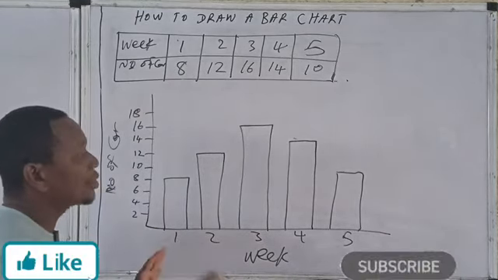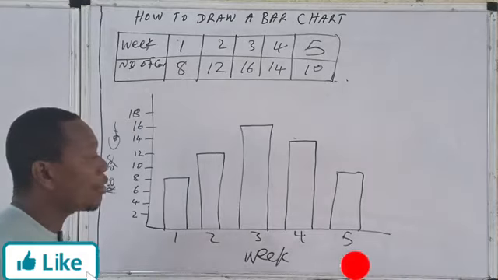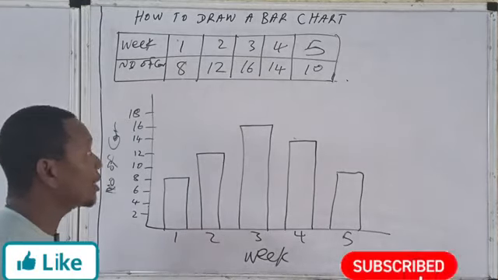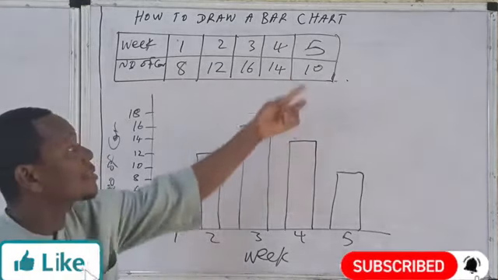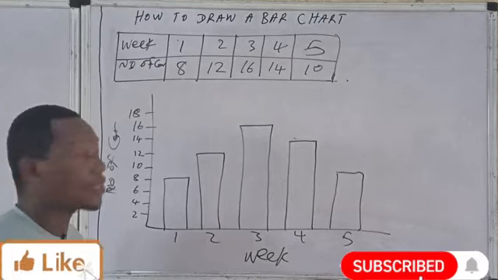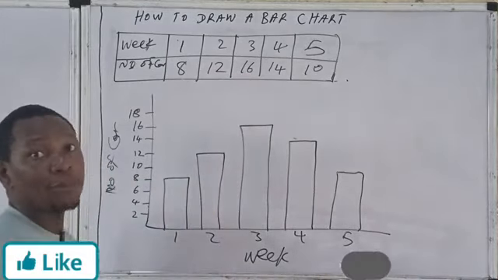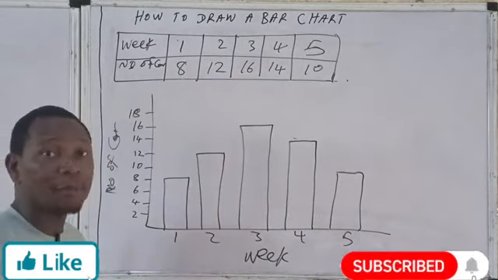All right. But this is just a simple concept, and sometimes they ask you a question: the number of cars that pass through the road in week 5. What is the number? This. Which of the weeks has the highest number of vehicular traffic? Which one? Week 3. And what is the number of vehicular traffic? 16. That pass through in that particular week.